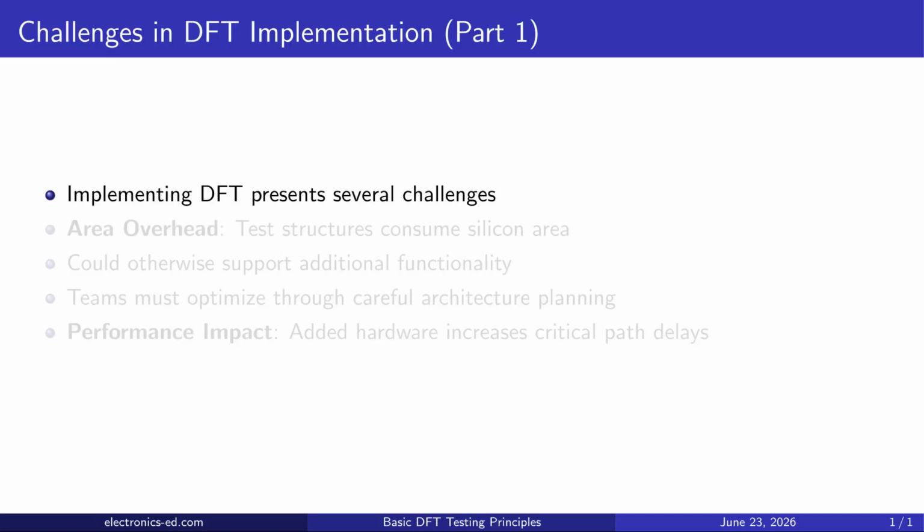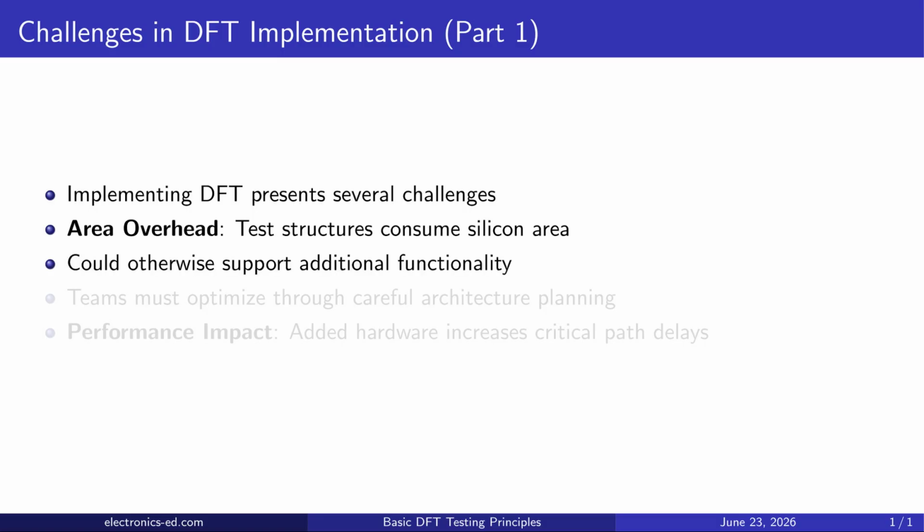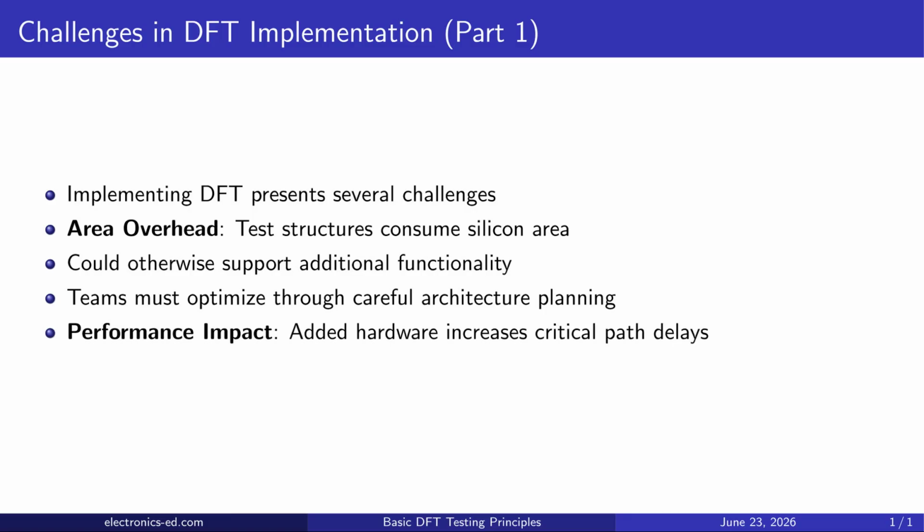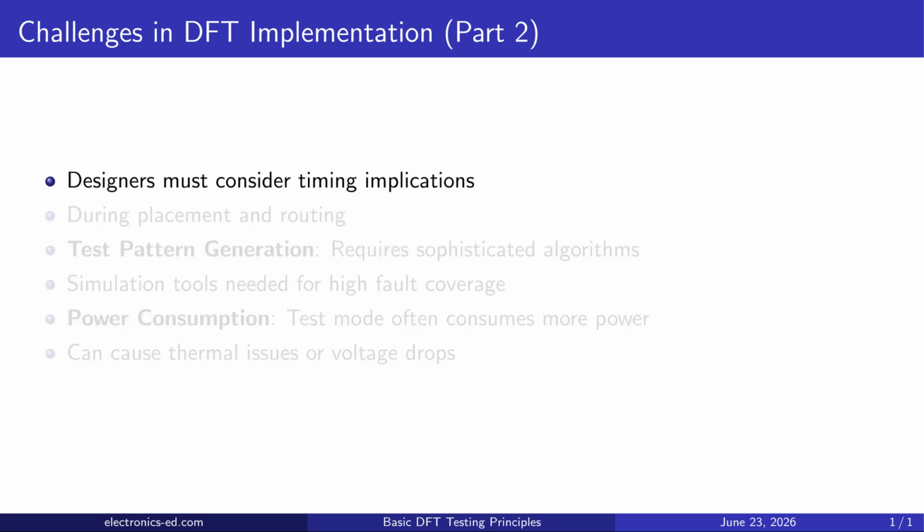Implementing DFT presents several significant challenges. Area overhead is a concern because test structures consume valuable silicon area. This area could otherwise support additional functionality. Teams must optimize this through careful architecture planning. Performance impact is another issue, as added hardware can increase critical path delays. Designers must carefully consider the timing implications. This is especially important during placement and routing.